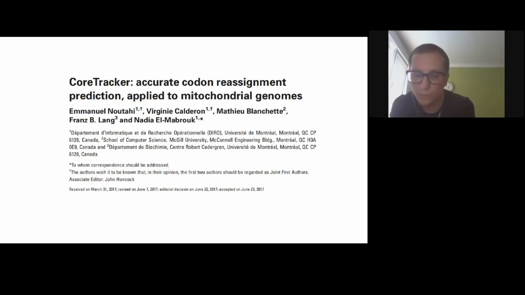So at the beginning of our project, we were thinking that people missed a lot of interesting genetic codes, and that a lot of predicted proteins on GenBank are translated with the wrong genetic code. So we checked the literature and found one paper from 2017 where Emmanuel Noutahi, I hope that I pronounced his name well, and other people created a software called CoReTracker, and with this software they checked the genetic code of 40 metazoans and more than 100 yeast mitochondrial genomes. And they found some interesting things there.